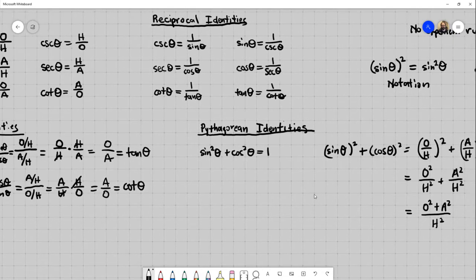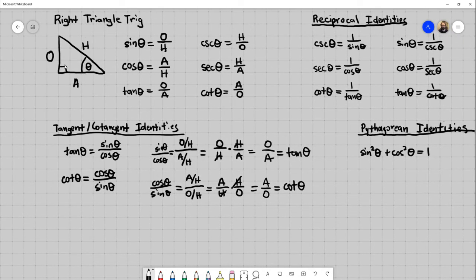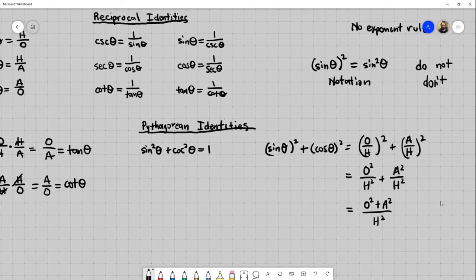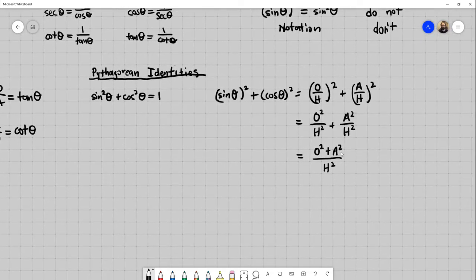Now, if you remember, O and A and H are side lengths of a right triangle. And we have a Pythagorean theorem that says that O squared plus A squared is equal to H squared. So, back over here, O squared plus A squared is equal to H squared on top, and H squared divided by H squared is equal to 1. So, that is why sine squared of theta plus cosine squared theta is equal to 1.